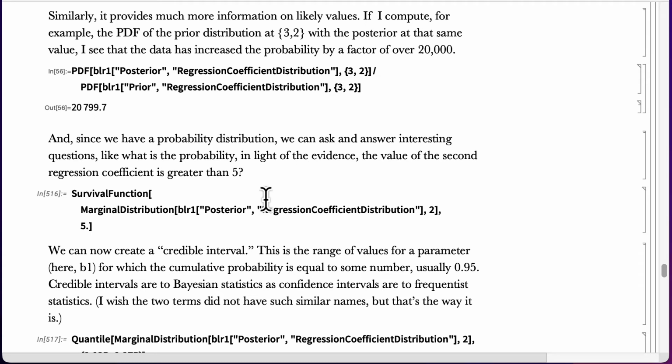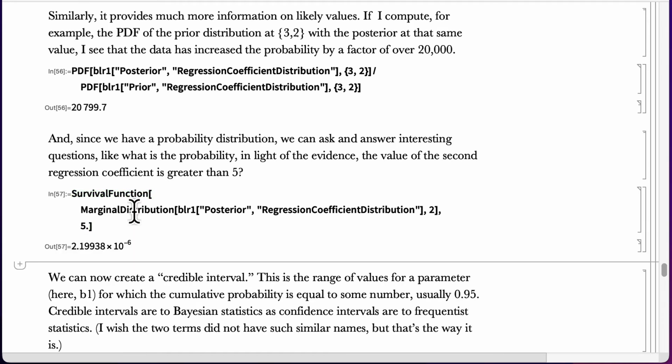Moreover, now that we have a probability distribution, we can ask and answer interesting questions like, what's the probability, in light of the evidence, that the value of the second regression coefficient is greater than 5? Maybe if it were 5 or greater, that would be of some practical importance. So to do this, we're going to form the second marginal, and we're going to take the survival function and evaluate it at 5. All right? And we learn that it's actually very, very small, very, very unlikely based on this data that it's 5. That is not really the kind of information you can get out if you do conventional regression. You need to be doing Bayesian regression to get something like this.